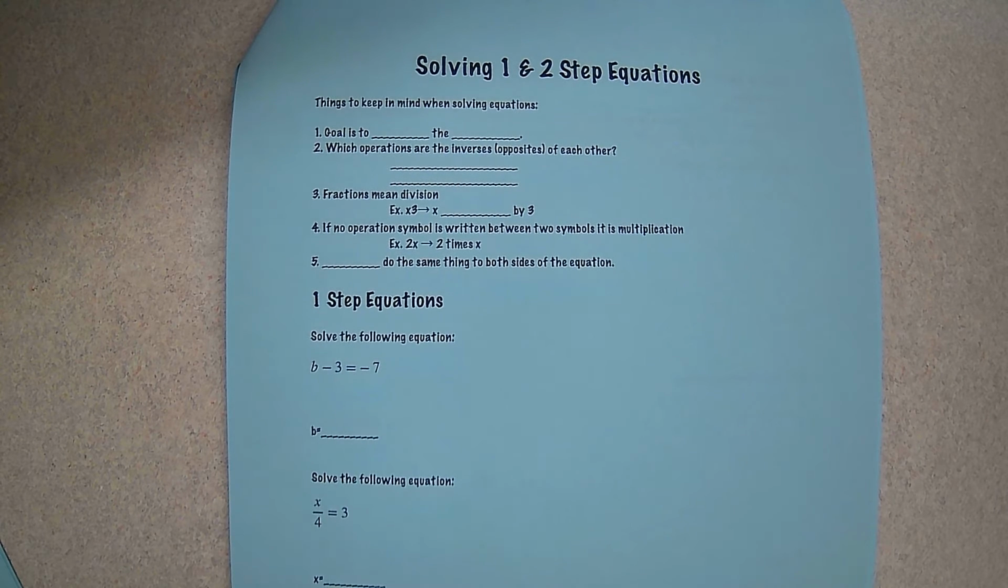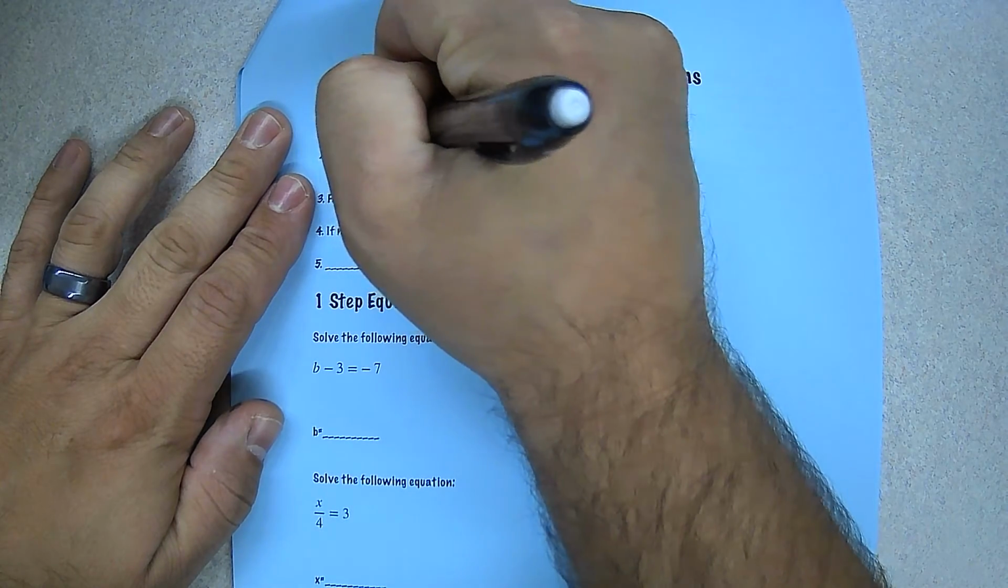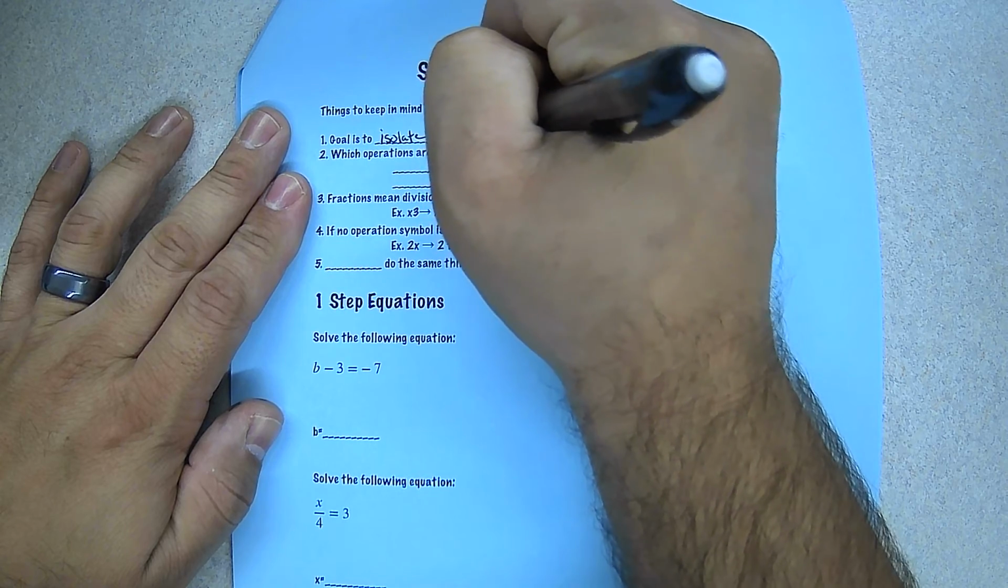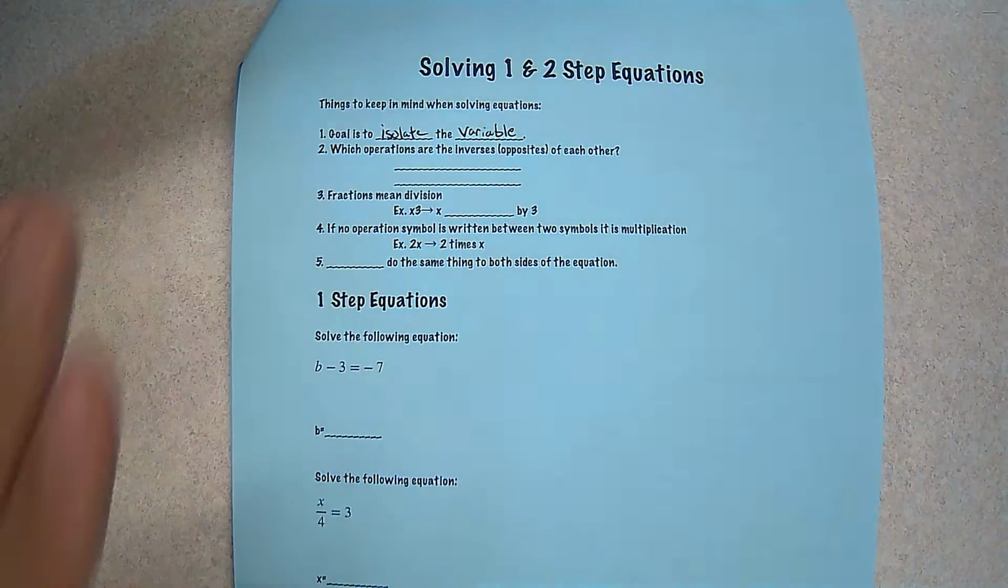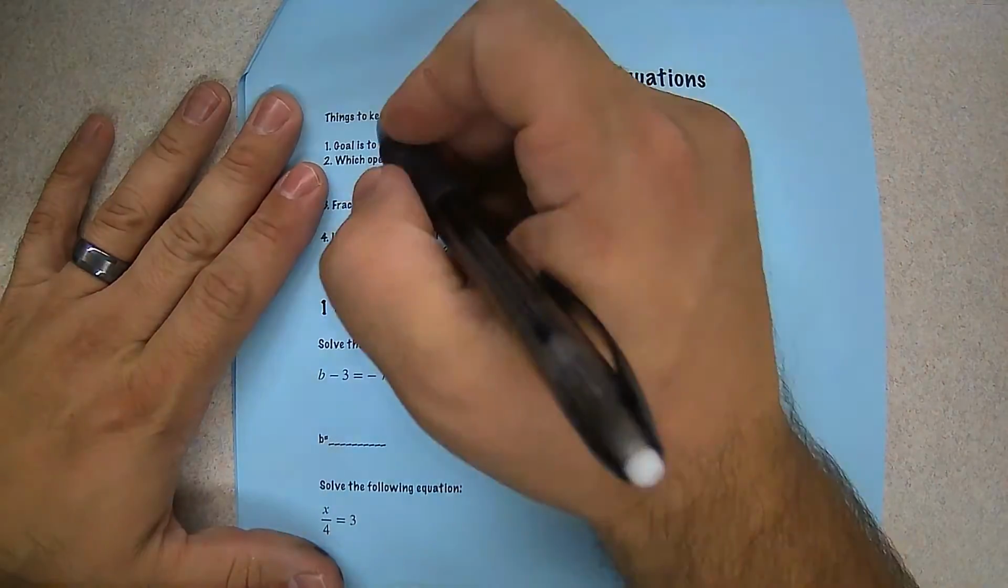All right, in this video, we are looking at solving 1- and 2-step equations. So things to keep in mind when we're solving our equation is our goal is to isolate the variable, or get the variable all alone on its own side. We also have to keep in mind that there are operations that are the inverses or opposites of each other.